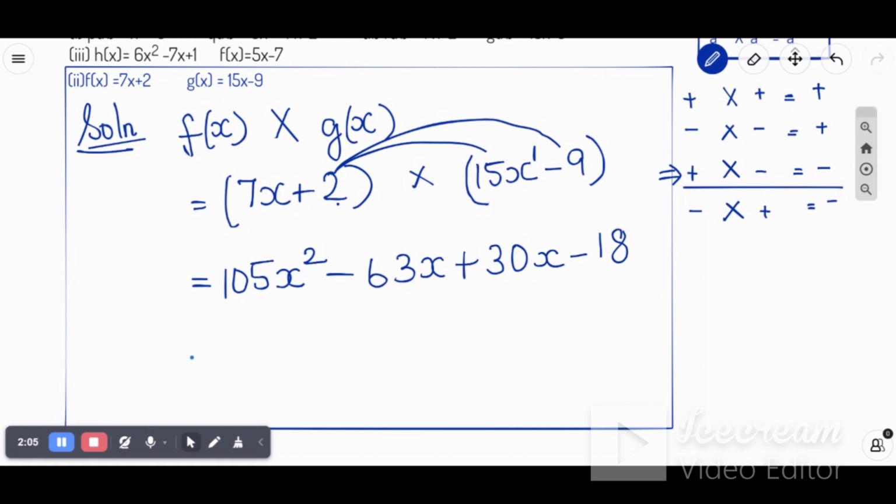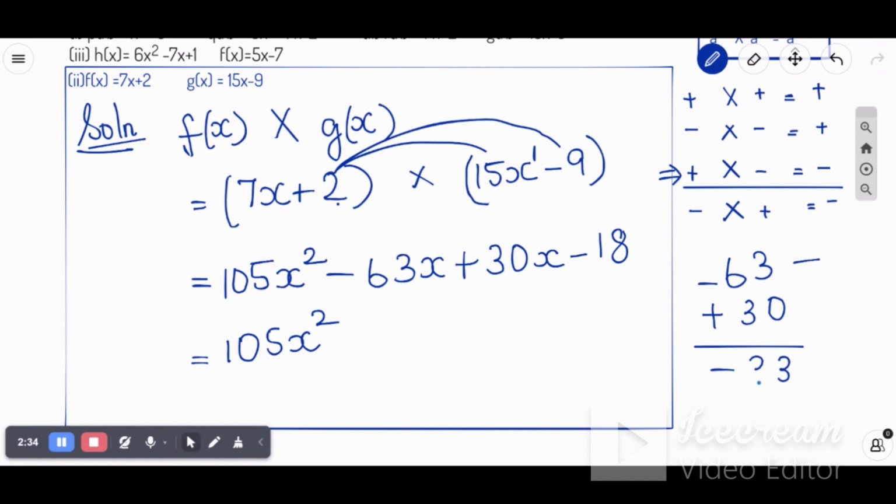Is it clear? Then let us move on to writing our answer. 105x square, and in x we have got two things: one is minus 63 and here plus 30. So what do you have to do here, add or subtract? Yes, different signs means you have to subtract the numbers and put the sign of the highest number. The highest number is 63, so your answer will be negative, but you have to subtract these two.